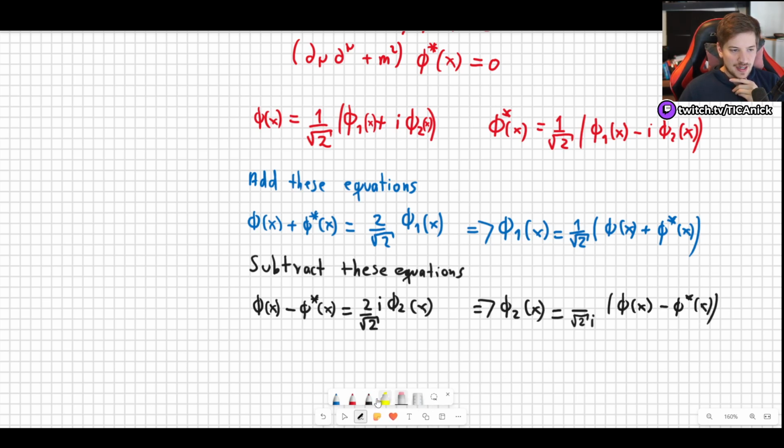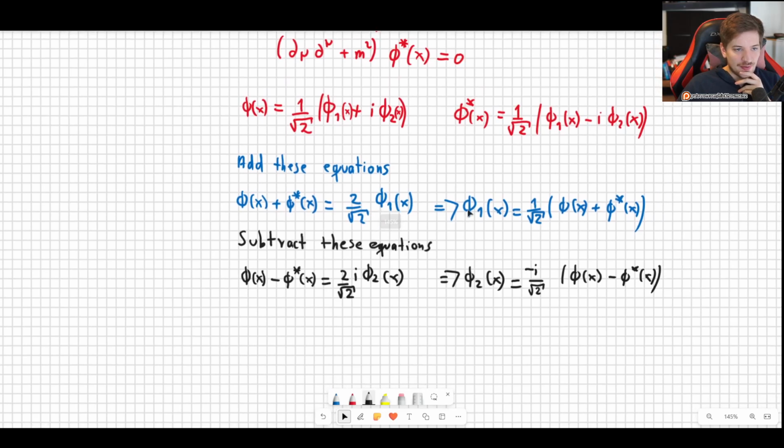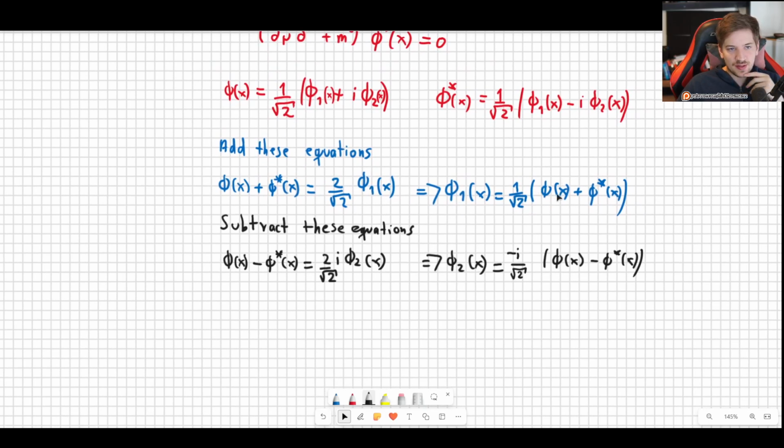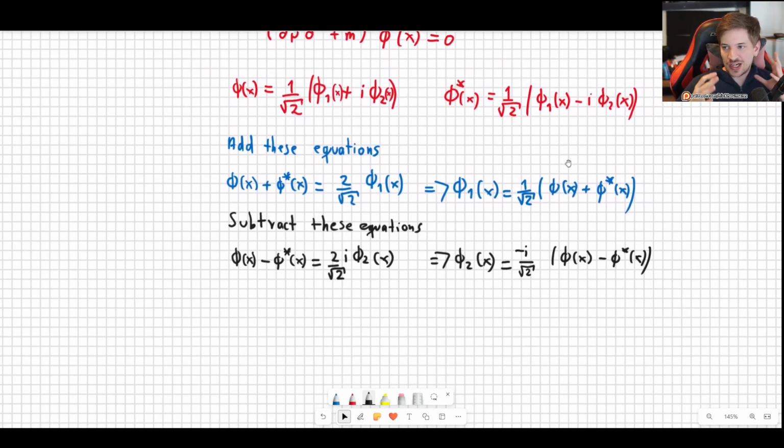so that we end up with an i up here. And this i turns into a -1. So that way we get rid of the i in the denominator, which we never really like to have, right? So with this, we now have written phi1 and phi2 in terms of the fields that we actually want to work with. Now, let's just quickly notice.